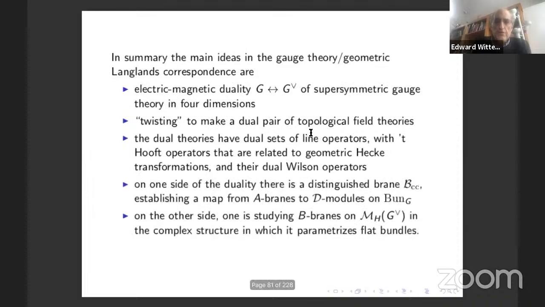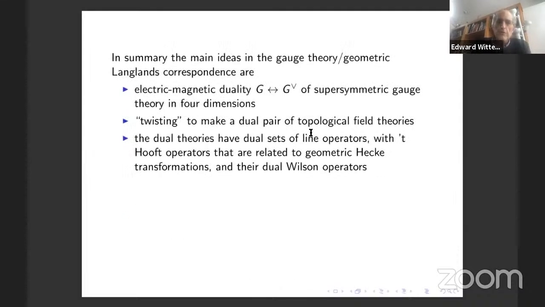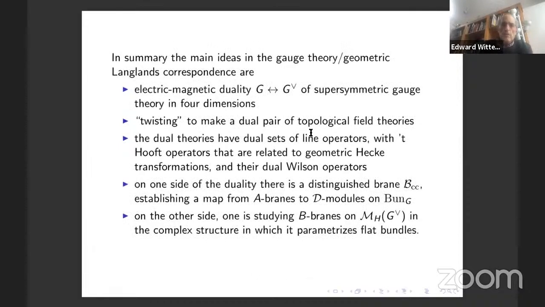Specializing, I forgot to write this, I think, but specializing to 4 manifolds, which is the product of a fixed 2 manifold times a variable 2 manifold. Then on one side of the duality, there's a distinguished brane BCC, establishing a map from A branes to D modules. And on the other side, one is studying B branes in the complex structure in which Higgs bundle moduli space parameterizes flat bundles.